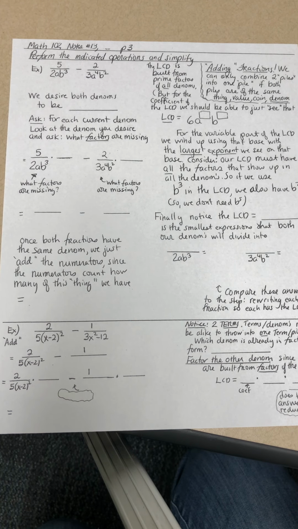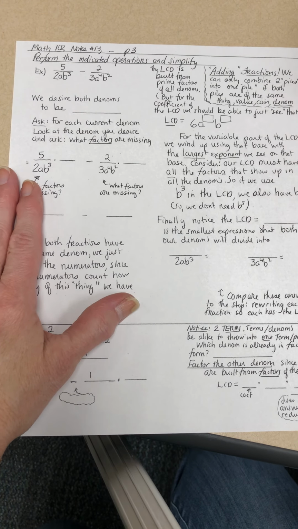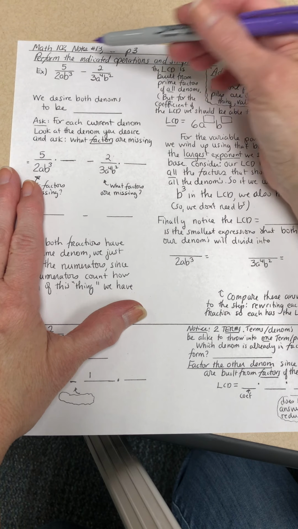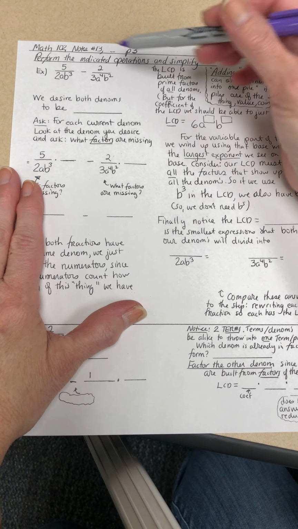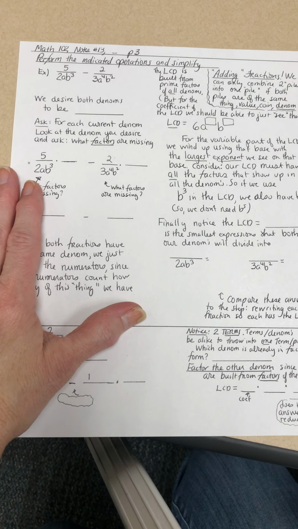Notes 13, page 3. We're going to add and subtract rational expressions. So here's our first problem. We need a common denominator to combine these into one term, into one pile. So we have two separate terms. They're not the same type of animal because they're not the same denominator.